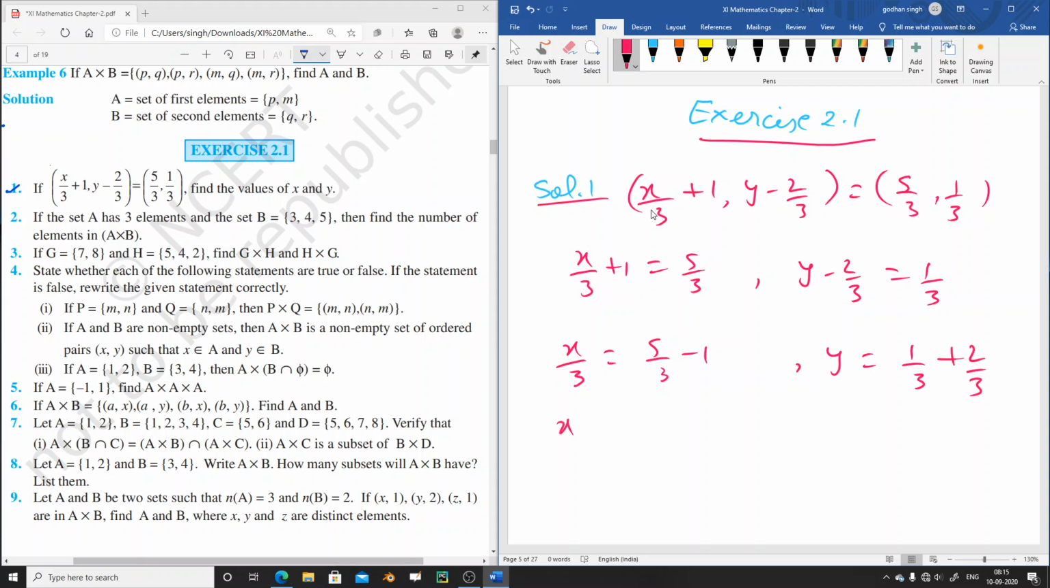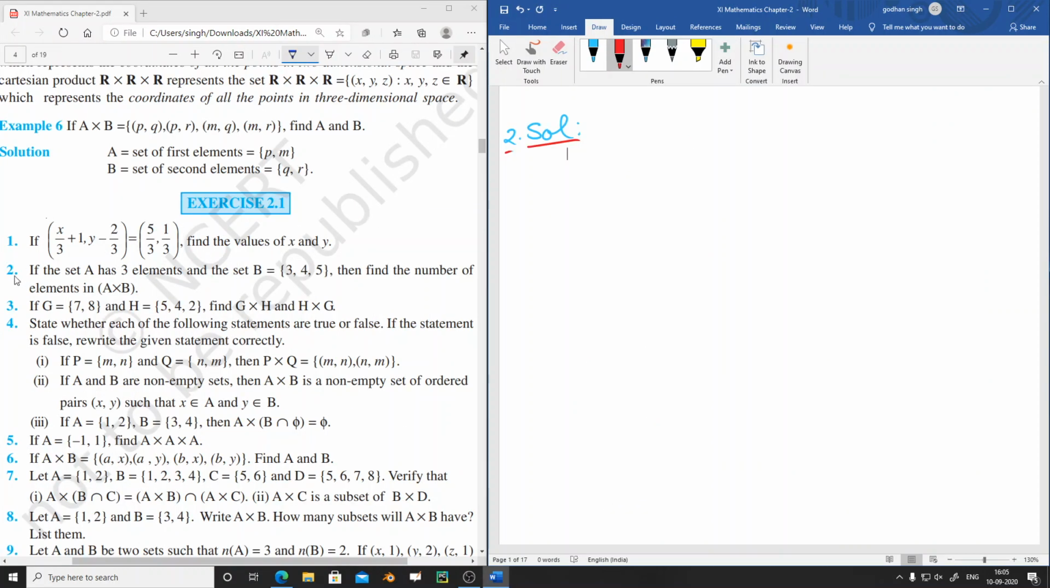So this will give us x/3 equal to 5/3 minus 1, that will give us 2/3, and here we will get y equal to 3/3. Simplifying this, 3 and 3 cancel out, we will be getting x equal to 2 and y equal to 1. So the values of x and y are x equal to 2 and y equal to 1. Exercise 2.1, question number 2.